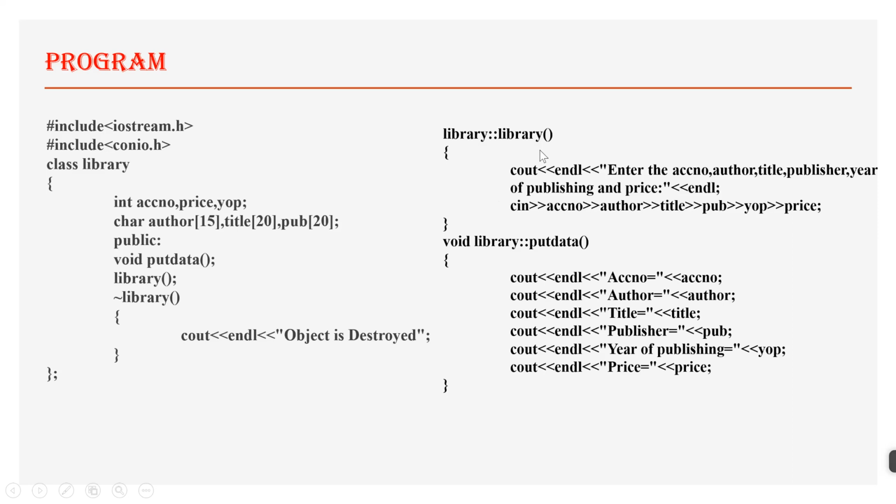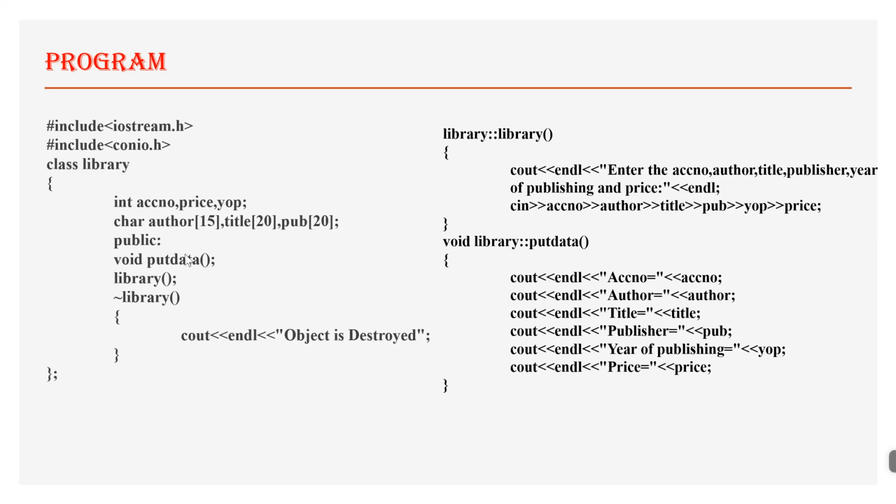Now let us go to the constructor. How do I define a constructor here? I'm calling library as a constructor. The rule for a constructor is satisfied here. What is the rule? The function name should be equivalent to the name of the class. What I'm doing here is reading the values for accession number, author, title, publisher, year of publication, and price through the constructor.